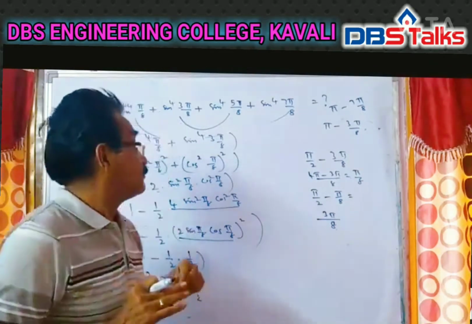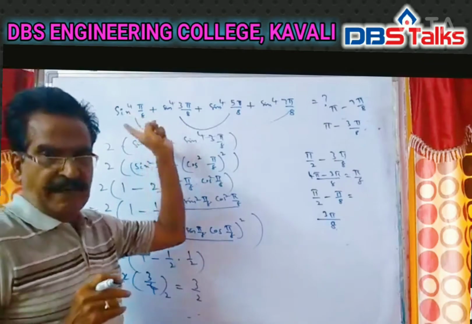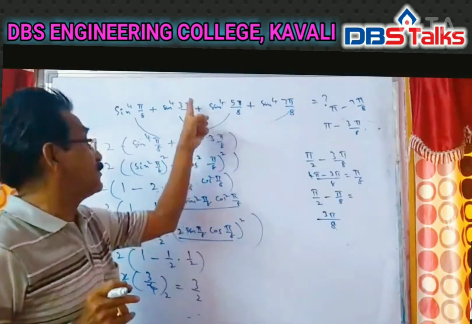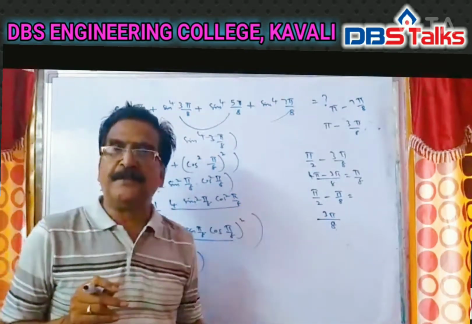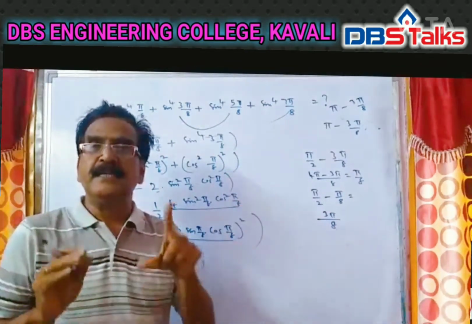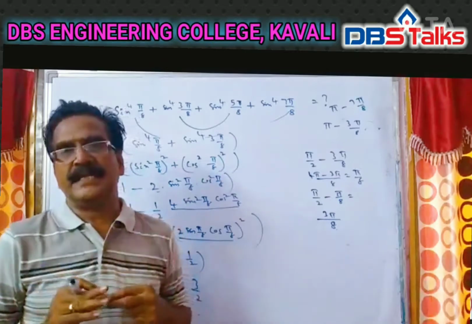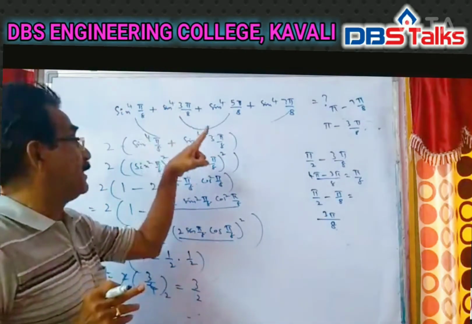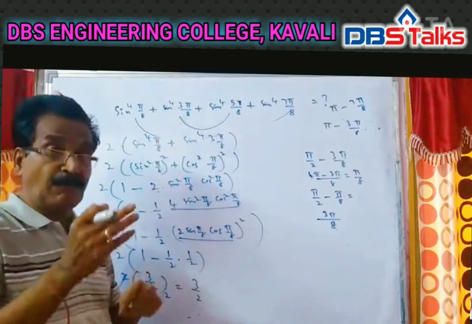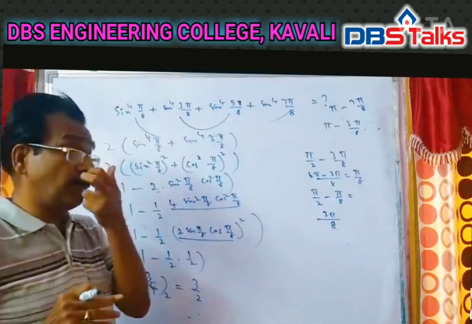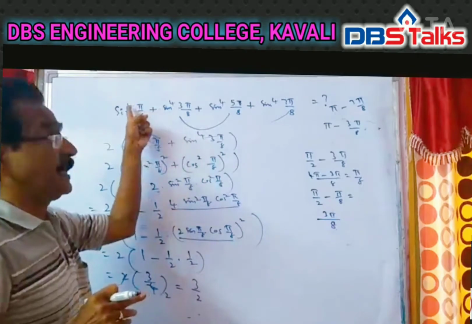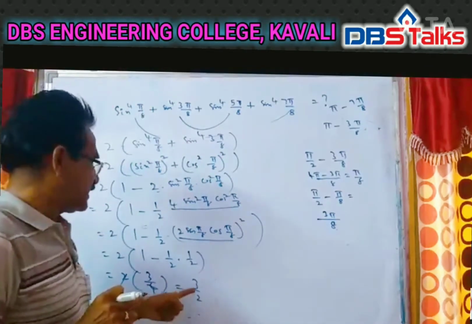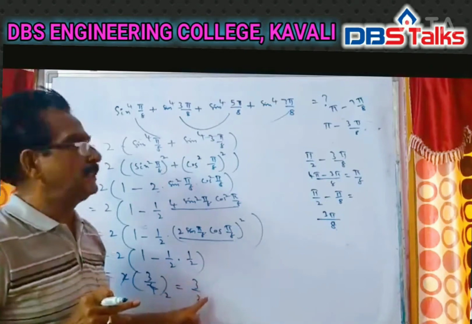Okay friends, if it is given in squares, sin square pi by 8, sin square 3 pi by 8, plus sin square 5 pi by 8, plus sin square 7 pi by 8, the answer is 2. If it is sin power 4 pi by 8 plus sin power 4 3 pi by 8 plus sin power 4 5 pi by 8 and so on, if it is given in terms of power 4, the answer is 3 by 2.